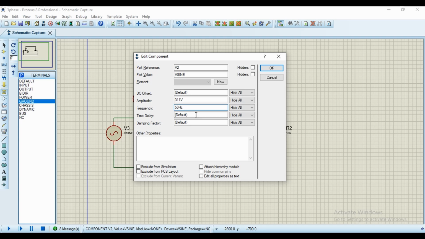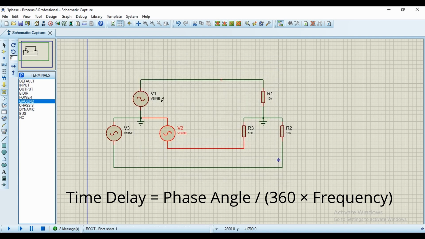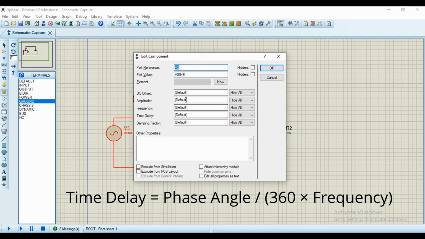One of the most important things is the phase angle. For a three-phase supply, it is necessary that the phase difference between each phase is 120 degrees. So we calculate the required time delay using the formula shown on the screen.